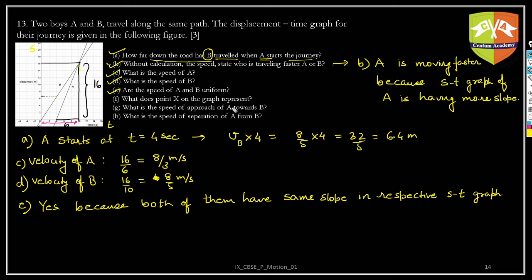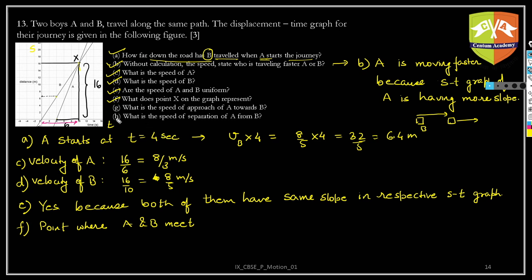What does point X on graph represent? So I have missed the graph. This is point X. Okay, so what is point X, guys? Point X is nothing but point of meeting. So that is the point where A and B meet. Okay, so A is faster, B is slower, A started late. So after some time, A is going to cross B. So that is the point.